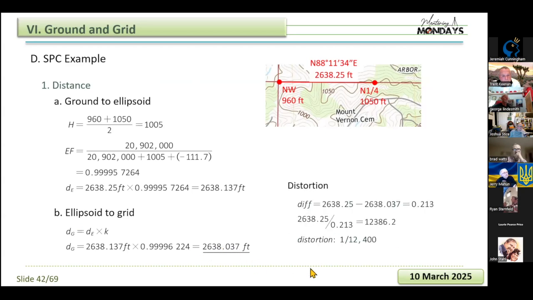If I compare the two, here's my ground distance, 2638.25. Here's my grid distance, 2638.037. It's a difference of 2/10ths of a foot, and that works out to a distortion of 1 in 12,000. So I wouldn't use my ground distance as my grid distance. That's too much of a distortion. I can guess better than that. So we're not going to treat ground as grid in this case.